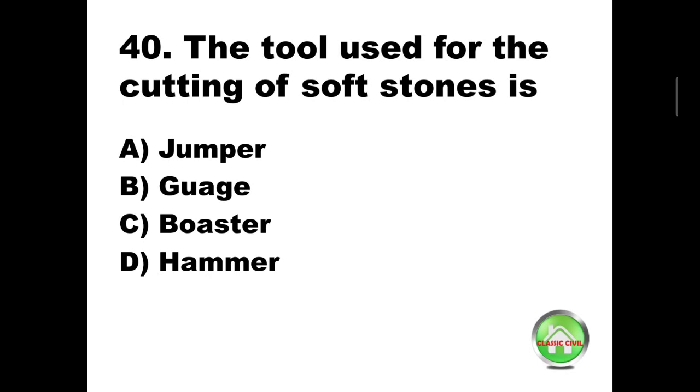Question number 40. The tool used for the cutting of soft stones is option A jumper, option B gauge, option C boaster, option D hammer. The tool used for the cutting of soft stones is, answer is option C boaster.